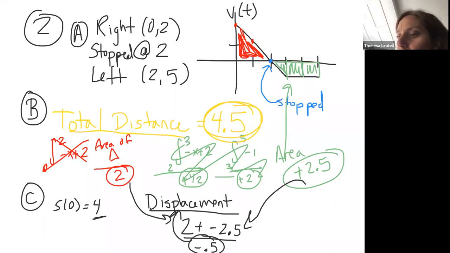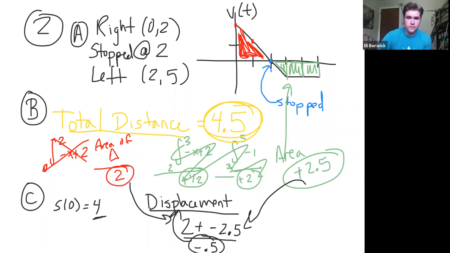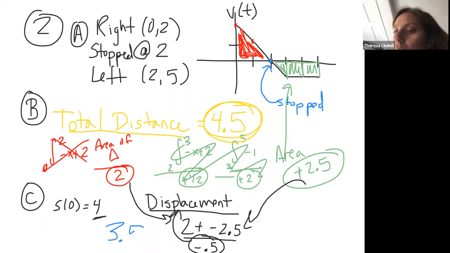So what's 4 plus negative 0.5? 3.5. Yeah. Boom. So that's your final answer to part C.